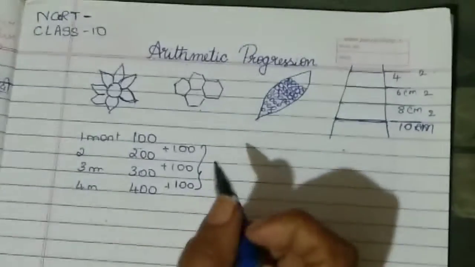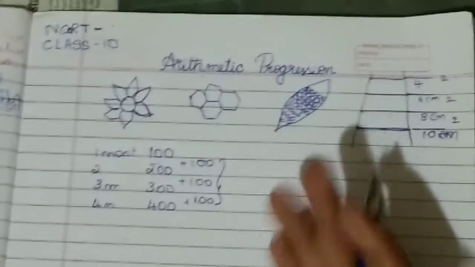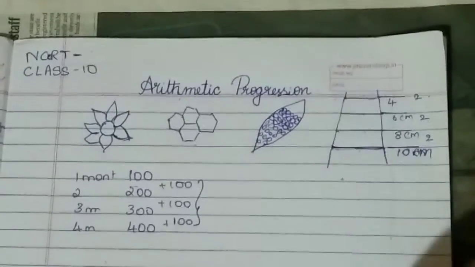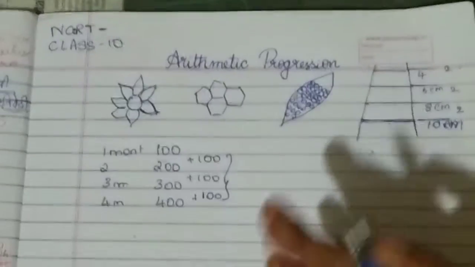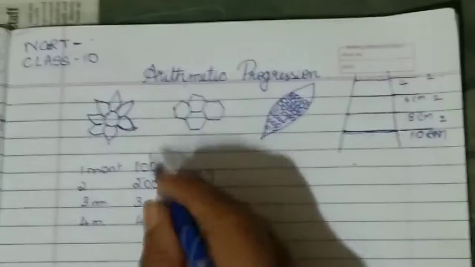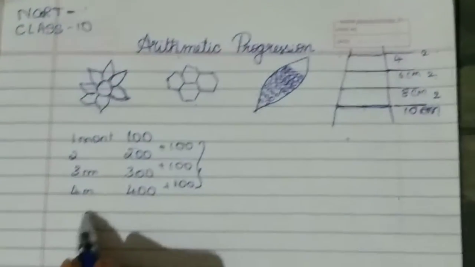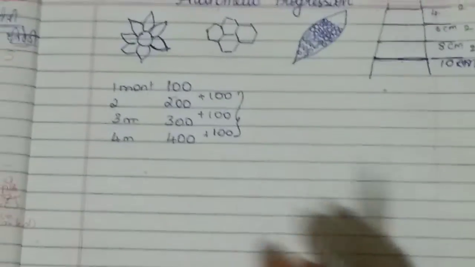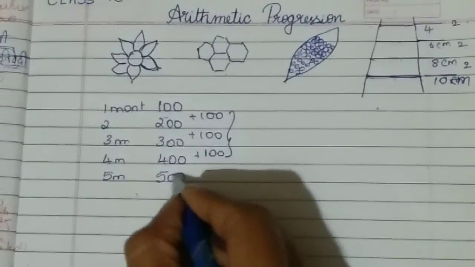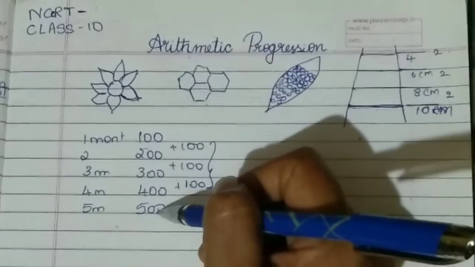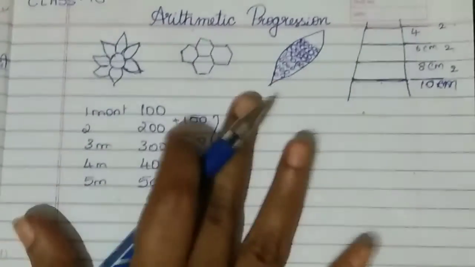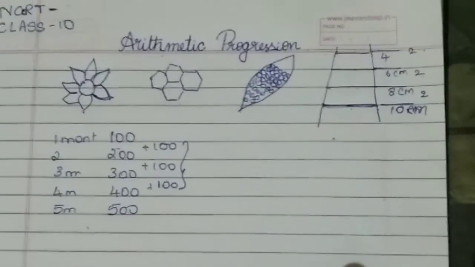Every month you are getting extra 100. Every month the same difference amount you are getting extra. This is what I'm explaining to you: the difference amount and the pattern. Once you know the pattern, you are going to know the next number. Say the next number, 500. Fifth month you are going to get 500. So once you know the pattern, you can guess the next number. This is all about arithmetic progression.